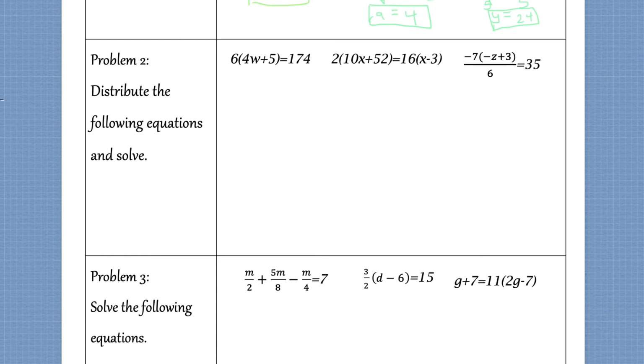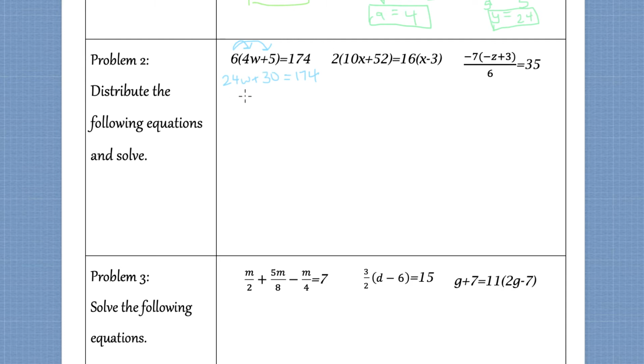And so what we're going to want to do over here, on this first one, is distribute the 6 to the terms inside of the parentheses. We're going to distribute the 6 to the 4w and to the 5. So 6 times 4w gives us 24w, and 6 multiplied by 5 gives us 30, which is going to be equal to the 174 we have over here.